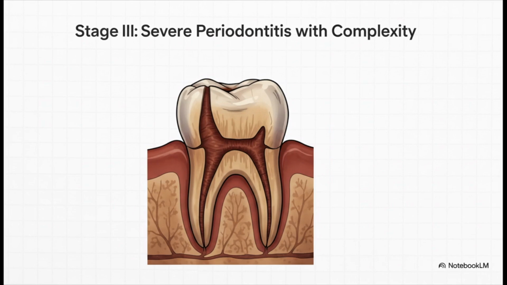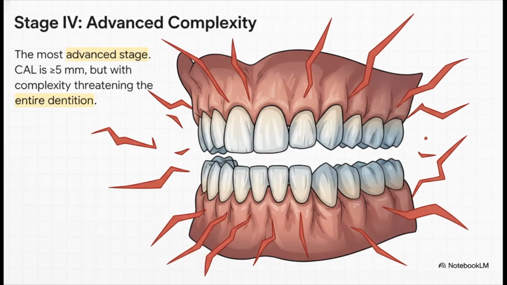Now, stage three. This is where things get serious. This is severe periodontitis. The interdental CAL is now 5 millimeters or more, and this is where all those major complexity factors start popping up. We're talking deep pockets, 6 millimeters plus, vertical bone loss, class 2 or 3 furcations, and this is the stage where losing teeth because of perio becomes a real possibility.